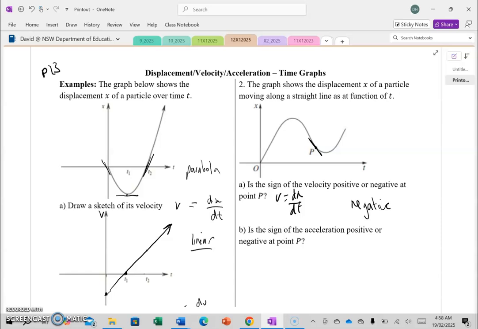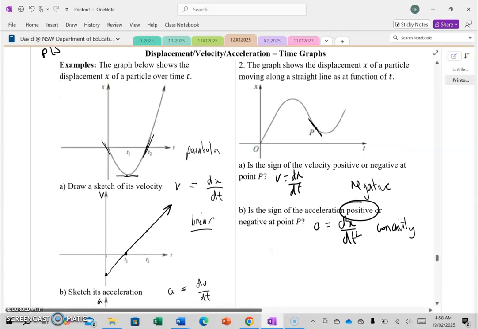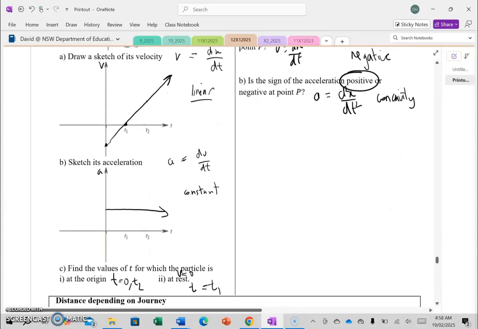B. Is the sign of the acceleration positive or negative? Okay, so this is using the fact that the acceleration is the second derivative of displacement with respect to time, so that tells you it's the concavity of the displacement time graph. At P, we're a smiley face, so we're concave up, so acceleration is positive at P. Okay, positive is the answer.